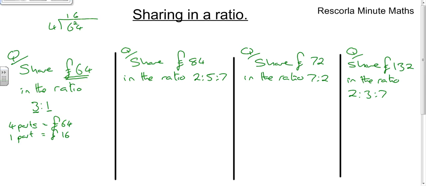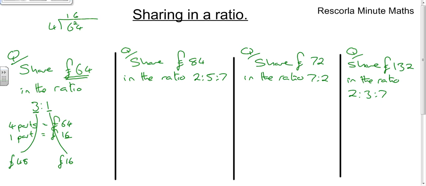And now what this question is asking you is what 3 parts are. So if 1 part is 16, 2 parts is 32, 3 parts is £48, and 1 part, as we said here, is £16. So that's what we do, £48 and £16.